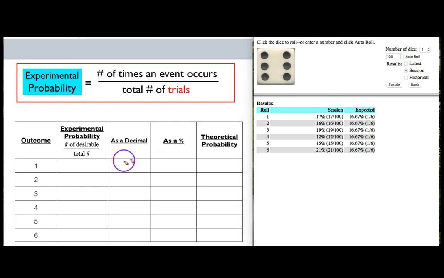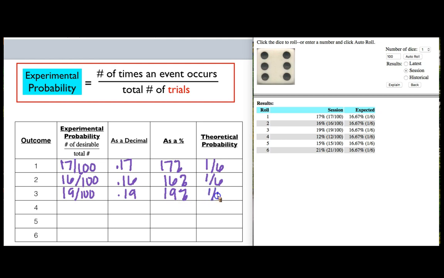Okay, so here's what we have. A 1 was 17 out of 100 times, which is 17 hundredths and 17%. But theoretically, we expected it to occur 1 out of 6 times. A 2 was 16 out of 100, which is 16 hundredths, which then turns into 16%. But again, theoretically, we still only expect it to occur 1 out of 6 times. A 3 was 19 out of 100. This is 19 hundredths, which is 19%, and theoretically 1 out of 6.